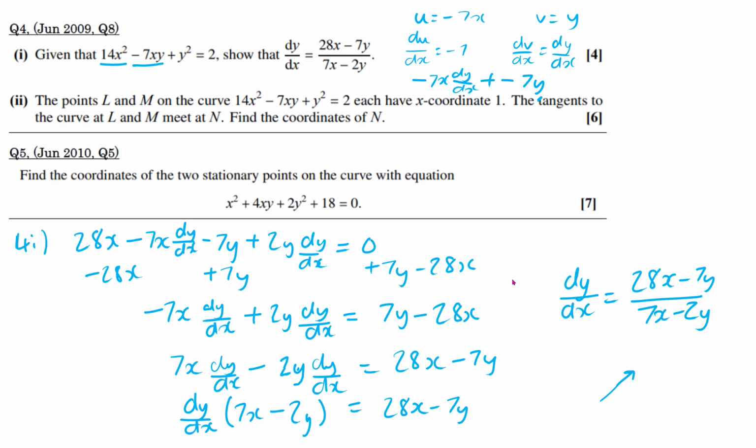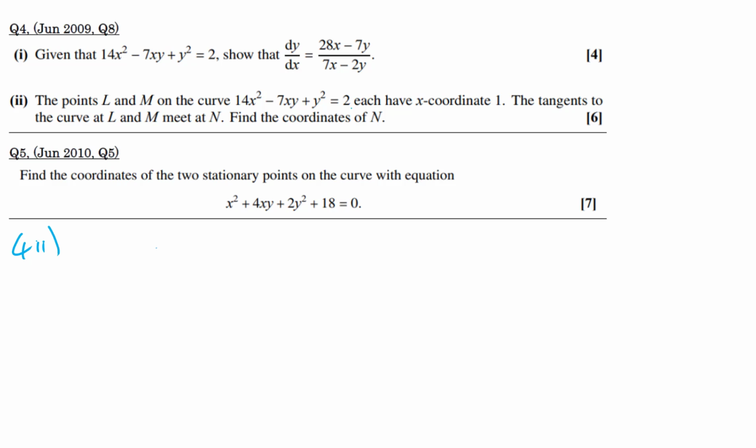So for part 2, each have x coordinate 1. The tangents to the curve at L and M meet at N. Find the coordinates of N. So we're going to let x equals 1. So if x equals 1, we're going to get 14 minus 7y plus y squared equals 2. I'm going to set that to 0 so we can solve it.